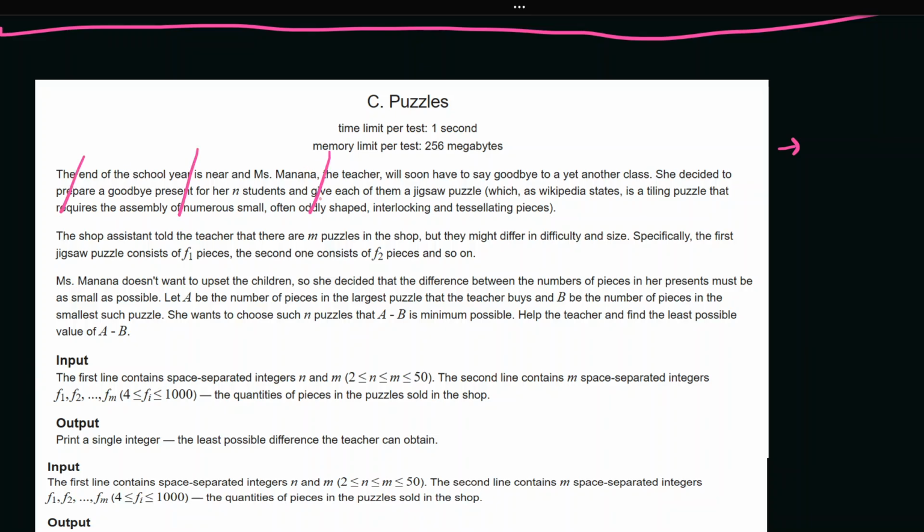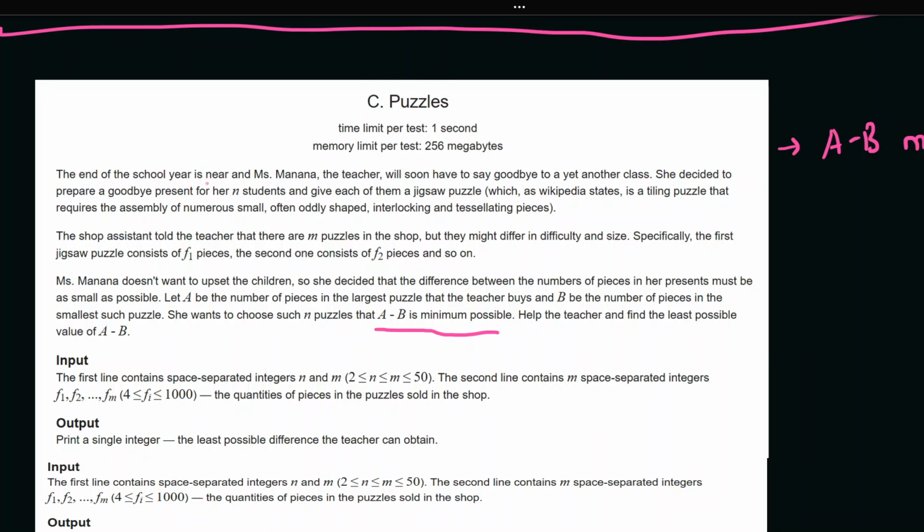So these all are just a story, right? So what did we understand here after reading the question? After reading the question, they want A minus B to be as minimum as possible. We know that they want A minus B to be minimum. But what did they give? Let's read it once.